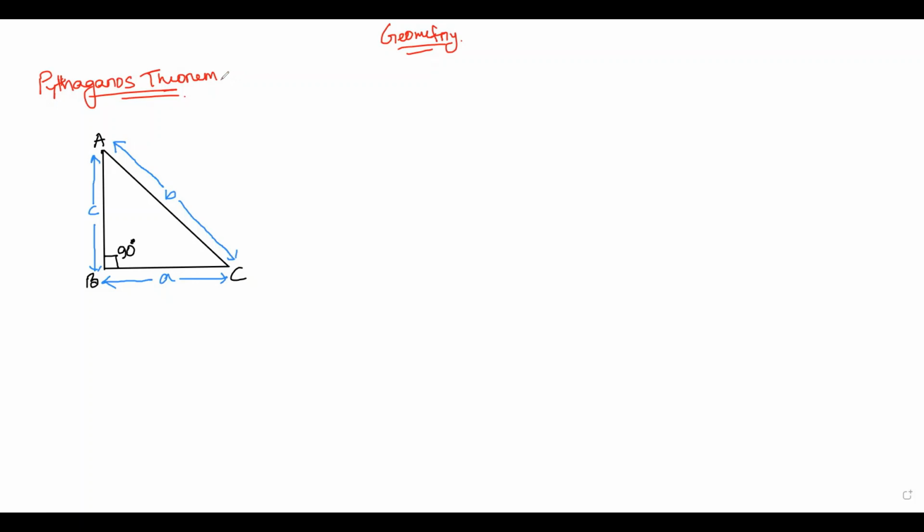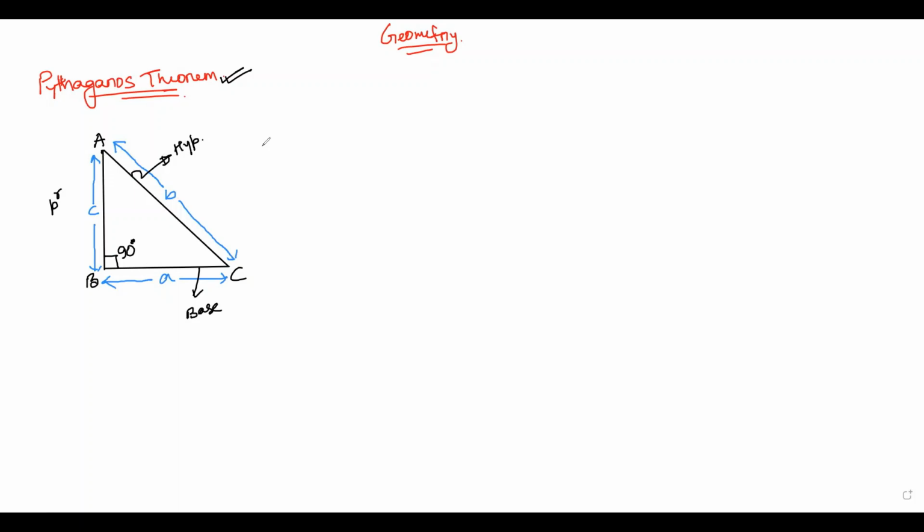Now let us see what is Pythagoras theorem. Suppose we have a right angle triangle, right angle at angle B, and the sides opposite to angles A, B, and C are small a, small b, and small c units. The side opposite to the right angle is called the hypotenuse. So the length AC is the hypotenuse of the triangle. This side BC is called the base of the triangle, and the side AB is called the perpendicular or height of the triangle.